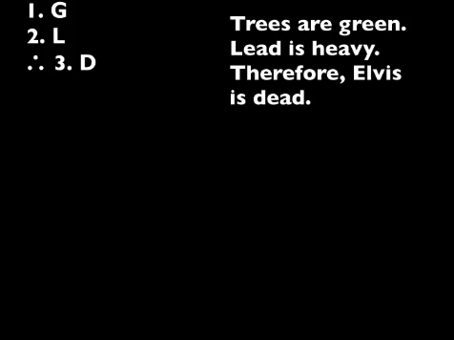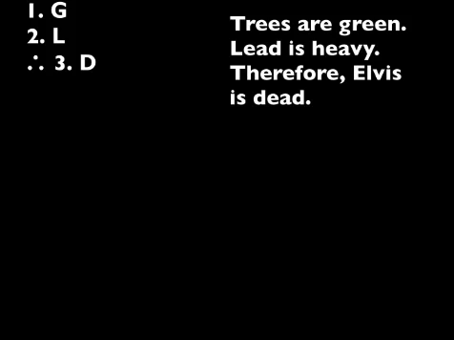Here's an argument. G, L, therefore D. And this could be a translation of the following argument. Trees are green, lead is heavy, therefore Elvis is dead. Now, this is like an example I would have used in chapter 1 of why, even though the premises are all true and the conclusion is true, the argument is still obviously invalid, right? There's something weird about that argument: the premises don't have anything to do with the conclusion, right?